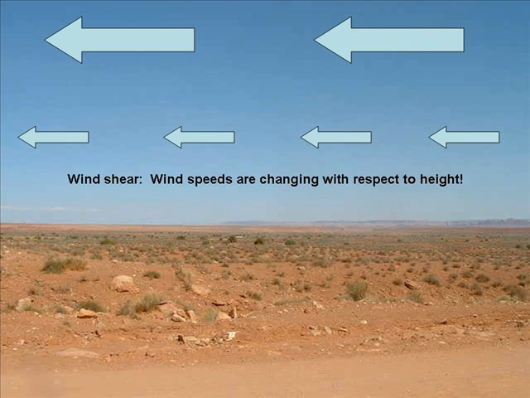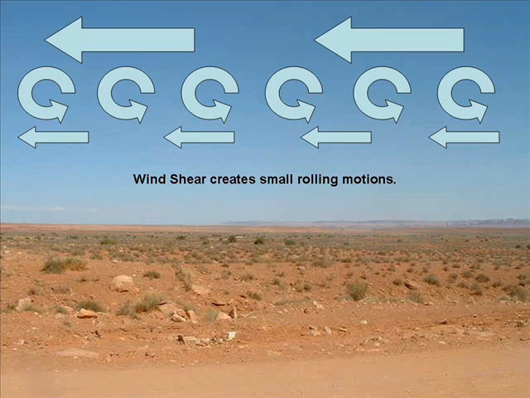In contrast, altocumulus clouds, which are mid-level clouds, are going to form due to wind shear. Wind shear is when the wind speed or direction changes with respect to height. And in the layer of air between the two levels of winds with different speeds, we're going to have small rolling motions. You can demonstrate this to yourself by putting a pencil between your two hands and moving the hands at different speeds.